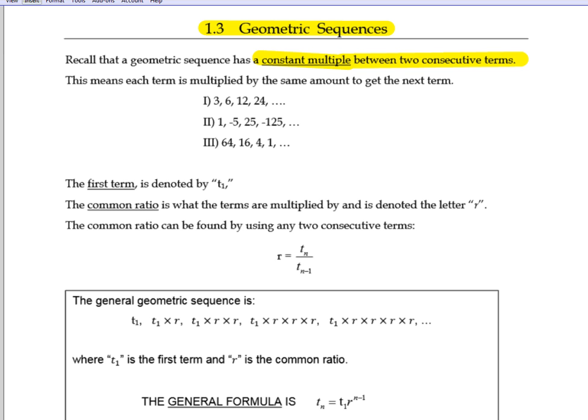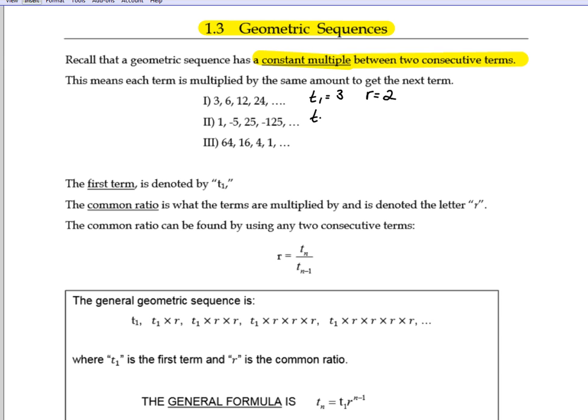What does consecutive mean again? One after the other. Term 5 and term 6 are consecutive, one after the other. Okay, so in this very first one, my first term would be 3. And what would be my common ratio? What are we multiplying by each time? 2. Or multiplying by 2. So we use the letter R for common ratio as opposed to common difference.